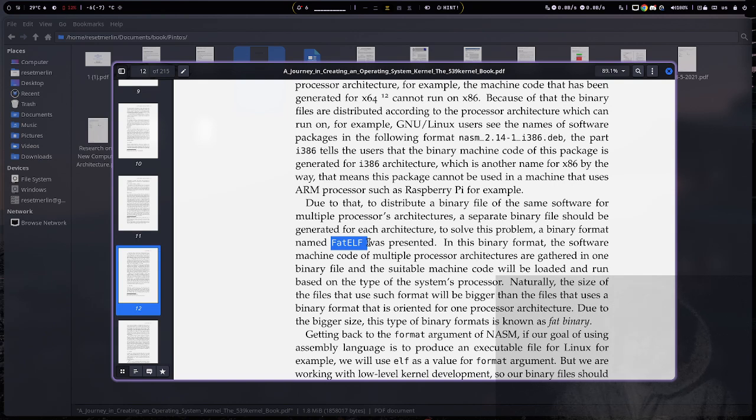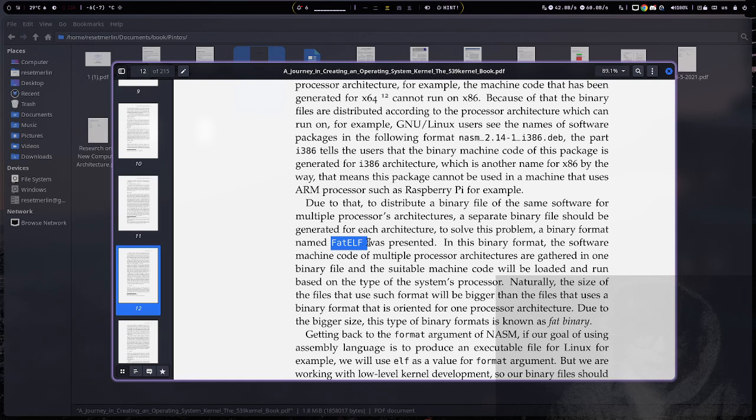For example, if your binary file could have a different version for x86 and ARM architecture, this format is also known as FAT. If you have two versions of it, that's called a FAT binary. If your binary has multiple versions based on some specific architecture, that's called a FAT binary.